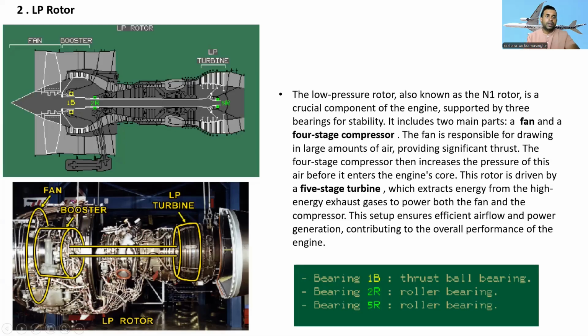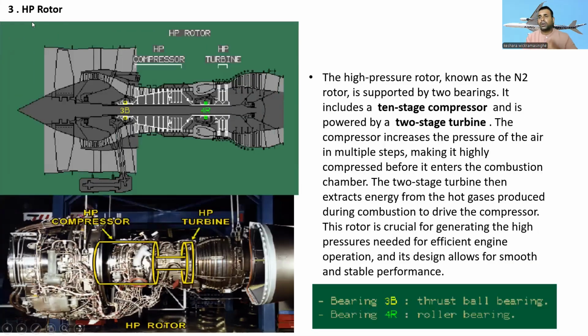Just remember, normally we call it the fan and the booster section, and this is the low pressure rotor: the fan, the booster section, and the turbine section. The compressor is driven by the turbine. All right, so next, let's go to the high pressure rotor.